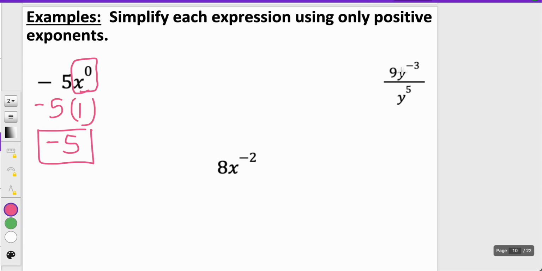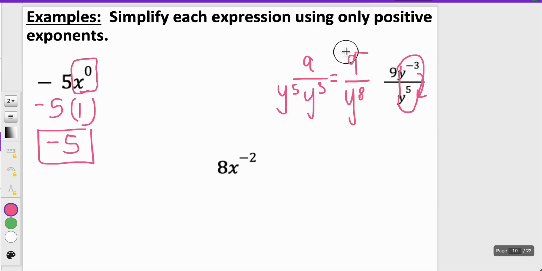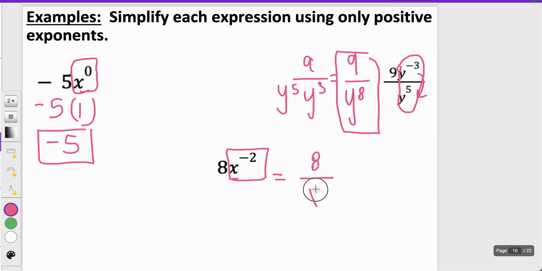Up next on this side, I have 2 y's that are in common, so what I can do is make this y to the 3rd power on the bottom. So I'll have 9 over y to the 5th, y to the 3rd, and then I would just add my 2 y's together to make it 9 over y to the 8th power. Okay? And then for this one, I have a negative 2, but that's only going to the x, so that just needs to make it where 8 is on the top and x to the positive 2nd can now be on the bottom.